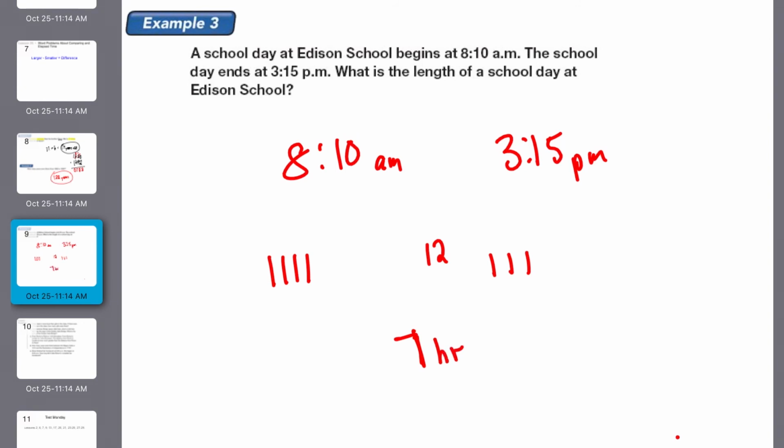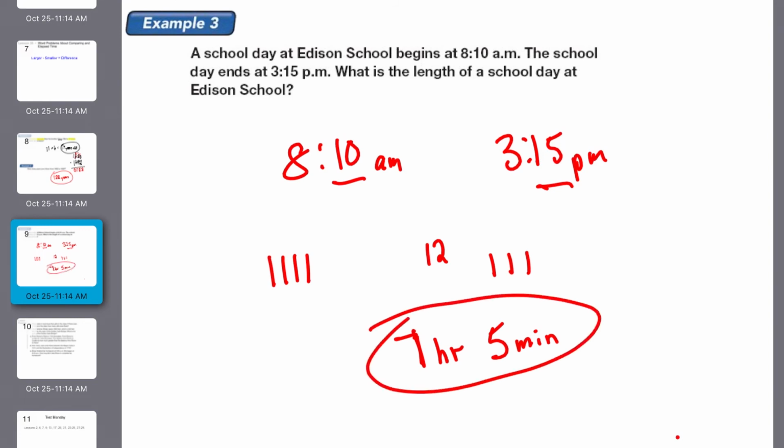hours. And then how many minutes? Well, from 10 to 15 is a 5-minute difference. So 7 hours, 5 minutes. That's how long their school day is. 7 hours and 5 minutes.